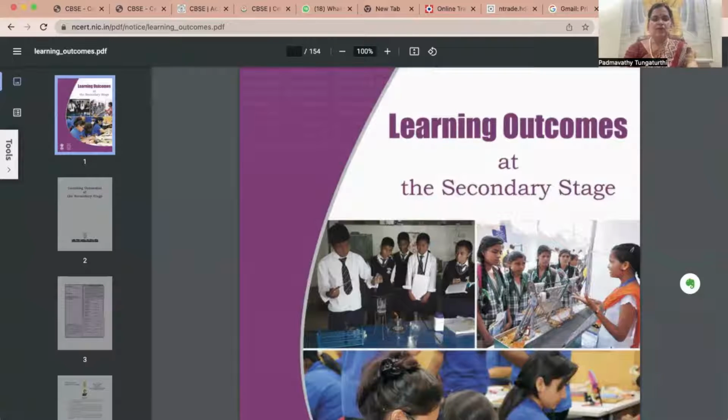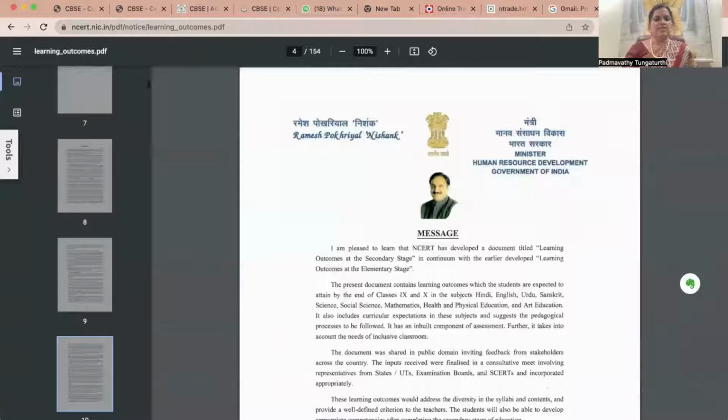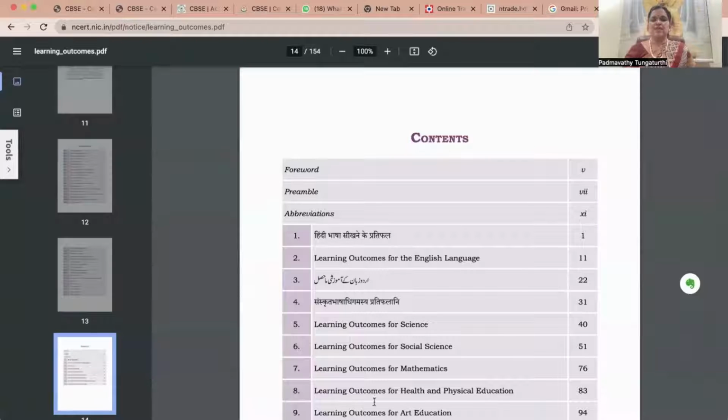Let us go to the portal, and you see that this handbook is available as a soft copy, and the learning outcomes for all these subjects are available. Learning outcomes are available for English language, Urdu, Hindi, social studies, and even for health and physical education and art education. This is a very precious book for all the CBSE students and for the teachers who are writing their lesson plan.